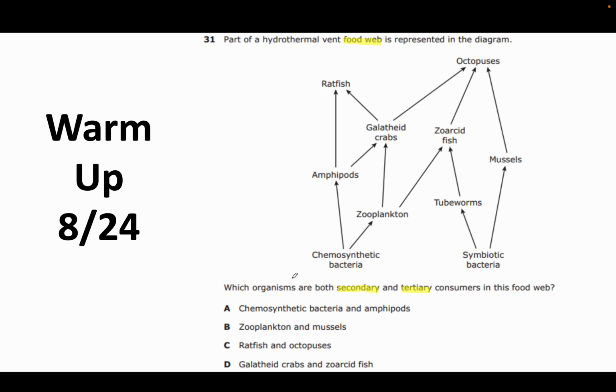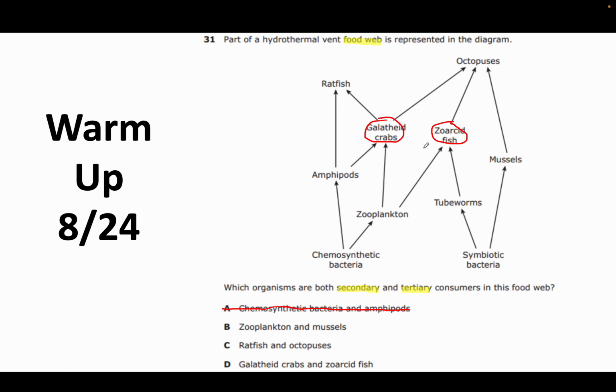All right, so we have these crabs and these fish right here. Now, if we're looking from the producers moving upward, we have to consider what they are. So this is producer, the zooplankton would be primary consumer, and the crab would be secondary. In no aspect of this food web does the crab act as a tertiary consumer. So even with that alone, I can cross this one out.